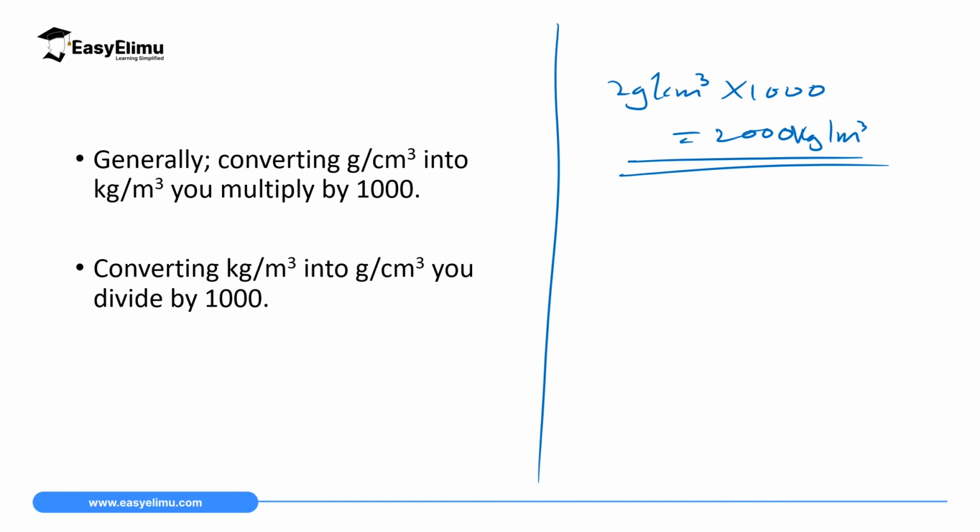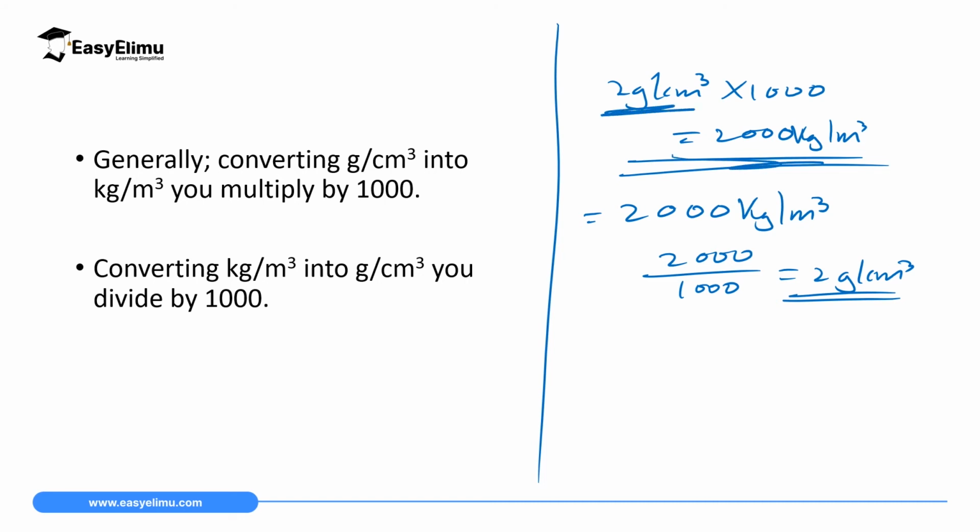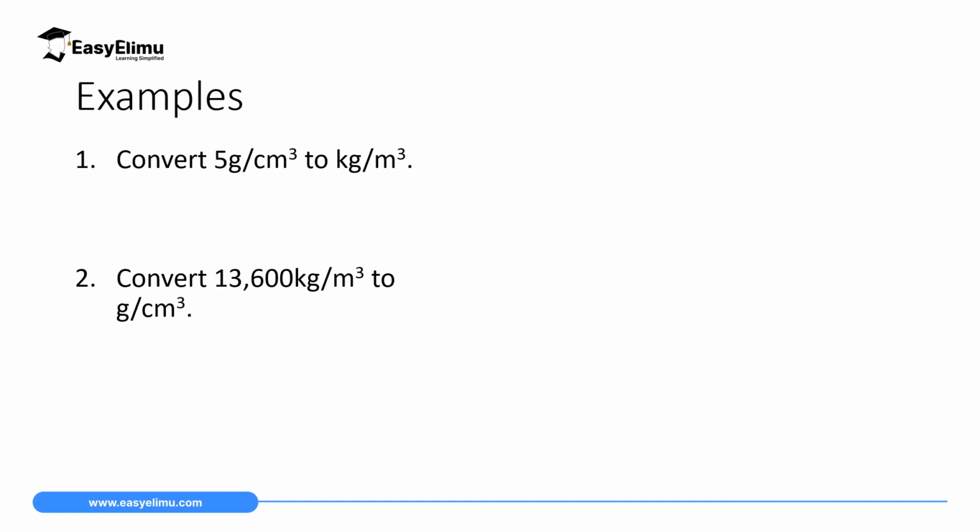Then to convert kg per cubic meter to grams per cubic centimeter, you divide by 1000. Like if I give you 2000 kg per cubic meter and I want you to convert to grams per cubic centimeter, what you do, you take your 2000, you divide by 1000, then you will get 2 grams per cubic centimeter. So as you can see, we started with this one, we converted to kg per cubic meter, and then we changed it back to grams per cubic centimeter, which it was. Now let's do a few examples.